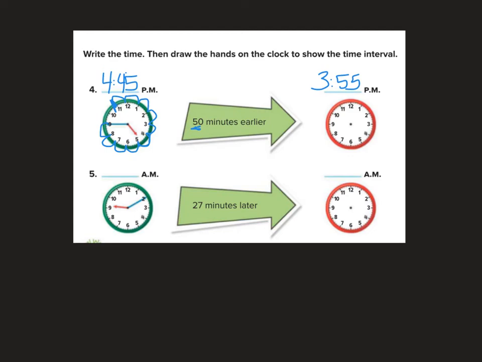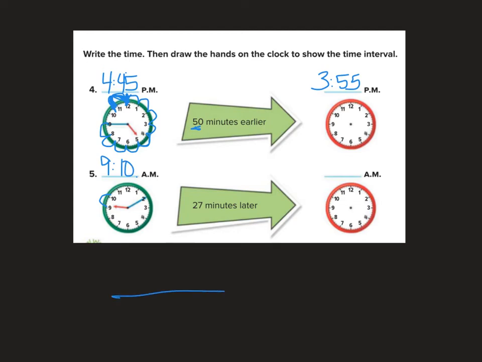So it's going to be 3:55 there. Okay, because when I'm counting back, right here would have been 3 o'clock. So 4 o'clock, 5 minutes before would be 3:55. All right, here's between the 9 and the 10, so it's going to be 9 something. 9:10 is where we're starting, and we want 27 minutes earlier.